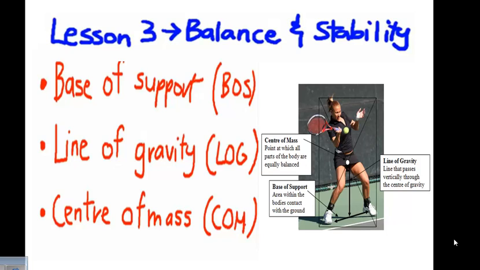So thinking about balance and stability, there are three key points to understand and remember. The first one is base of support, which can be referred to as BOS for short. Secondly is the line of gravity, which is also known as LOG. And thirdly, the centre of mass, commonly referred to as centre of gravity, but for today, and for all the other lessons, we're going to refer to it as centre of mass. So let's have a look at these three key words a little bit closer to grasp a better understanding of these key words.